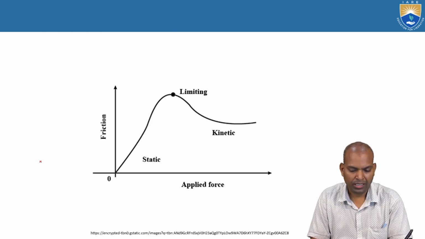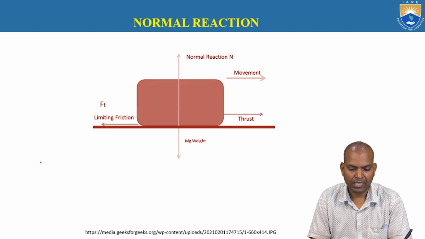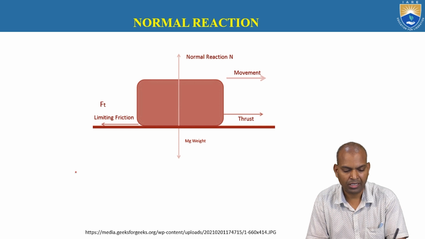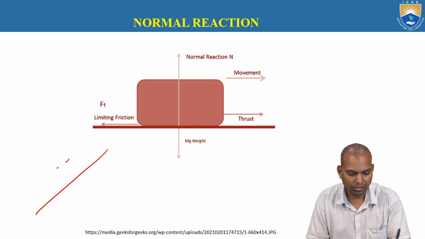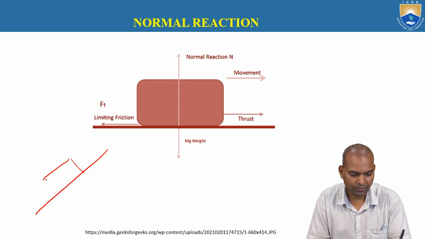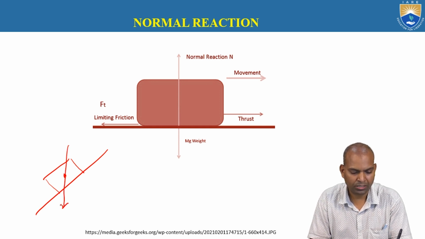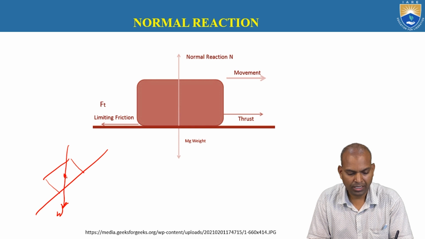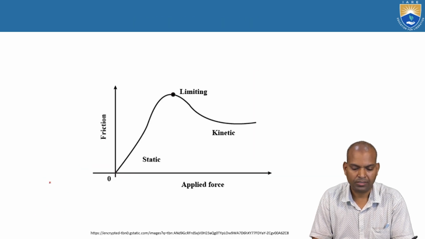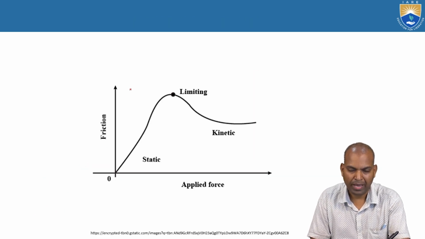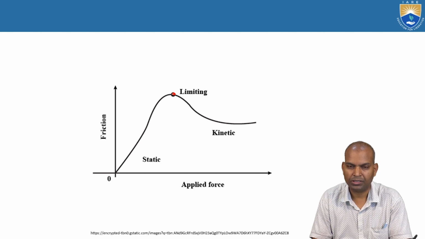Now the normal reaction, as we have studied, always acts normal to the surface. For a horizontal plane it is at 90 degrees, and for an inclined plane it is also normal to the surface. The weight acts vertically downwards, passing through the center of gravity, and the normal reaction is always normal to the surface. Here there is the maximum value of the limiting friction.